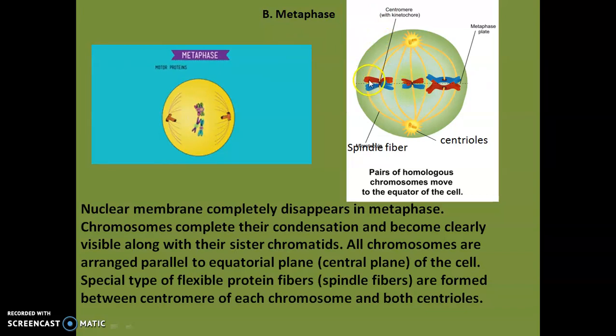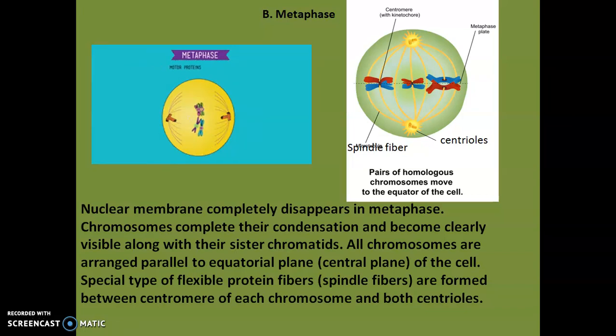Now see children, this red one and blue one are shown in different colors, but they are identical copies. These are called sister chromatids. All chromosomes are arranged parallel to the equatorial plane, that is the central plane of the cell. This is the central plane of the cell and you can see that all the chromosomes are arranged along it.